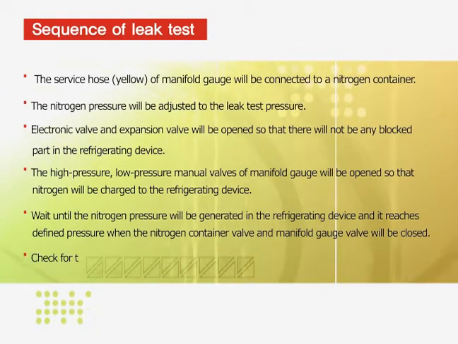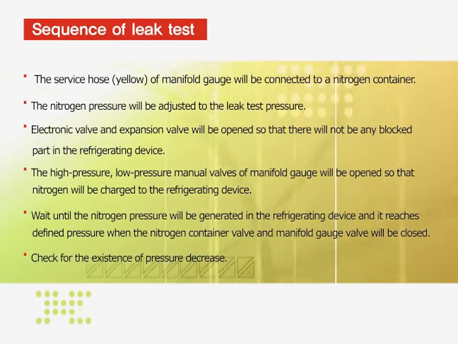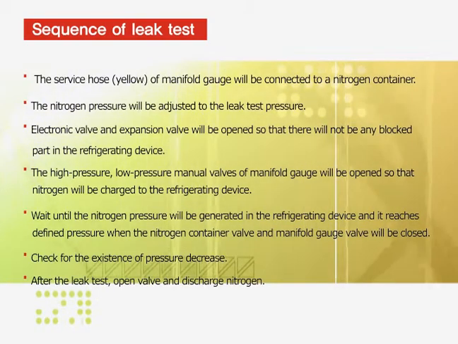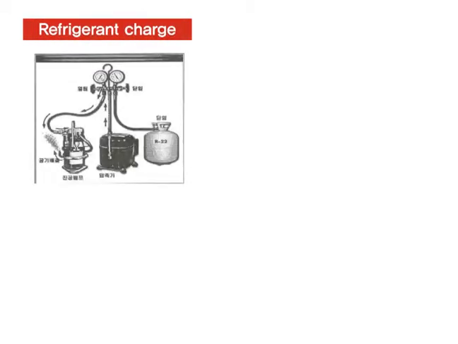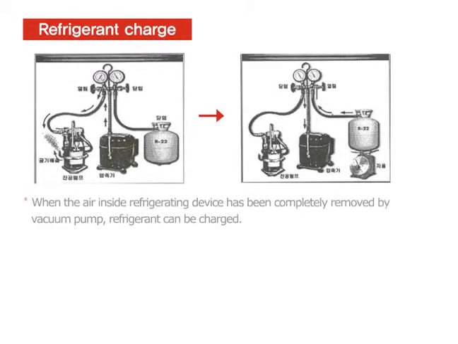Check for the existence of pressure decrease. After the leak test, open the valve and discharge nitrogen. Next is refrigerant charge. When the air inside the refrigerating device has been completely removed by the vacuum pump, refrigerant can be charged.